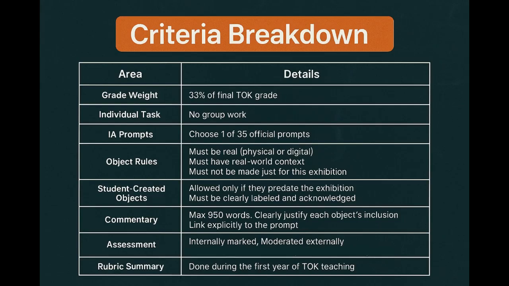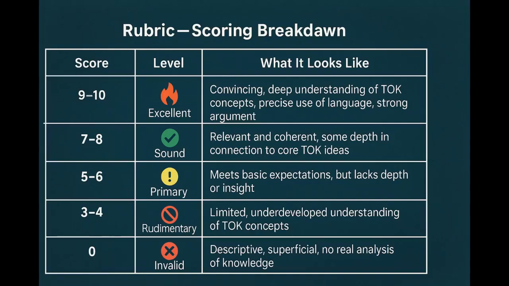Moving on to assessment, your TOK exhibition is marked internally using a 10-point rubric, and then it's externally moderated by the IB. Here's how the score bands break down. If you score 9 or 10, that means your work demonstrates sophisticated, coherent, and insightful engagement with TOK ideas. Your commentary is conceptually rich and well-structured. A score of 7 or 8 shows solid understanding, appropriate conceptual engagement, and logical structuring, though maybe some insights aren't fully refined.